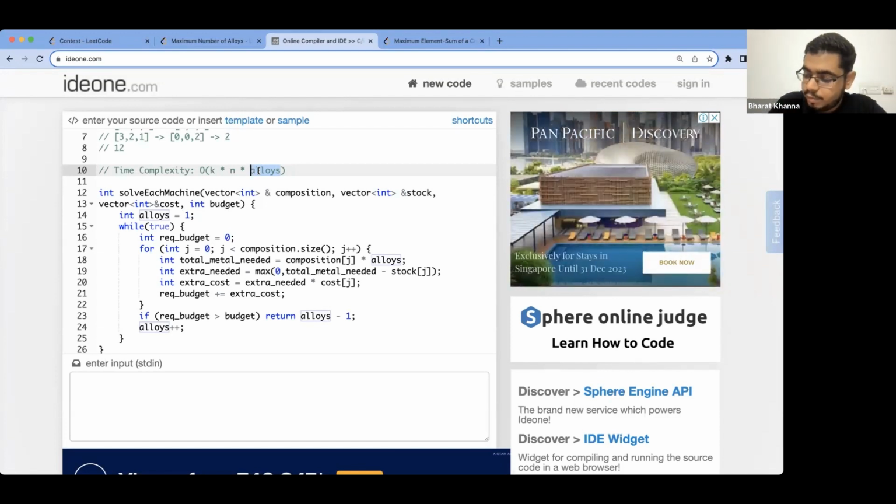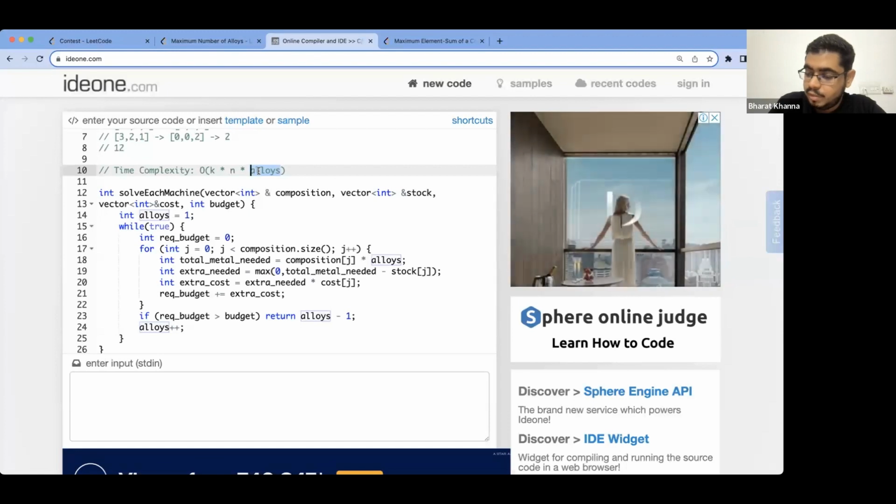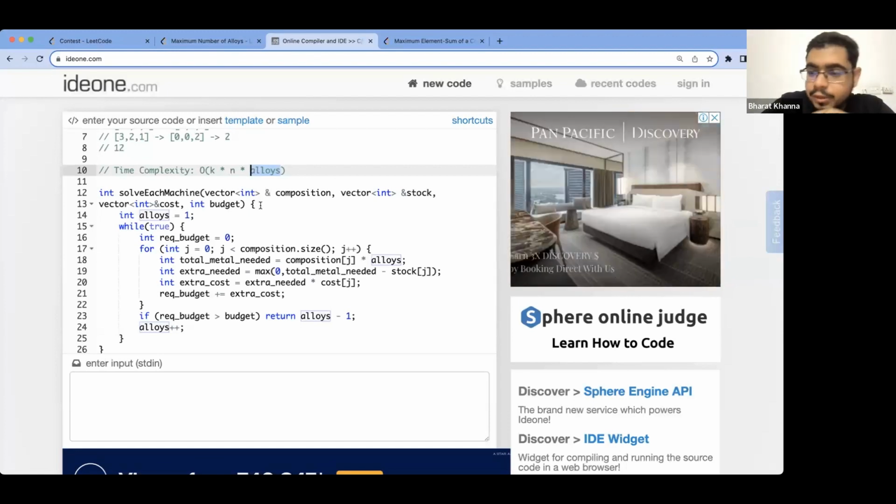So let's see how to improve. What do you think? How can we improve? We can do binary search on the answer. Very good.